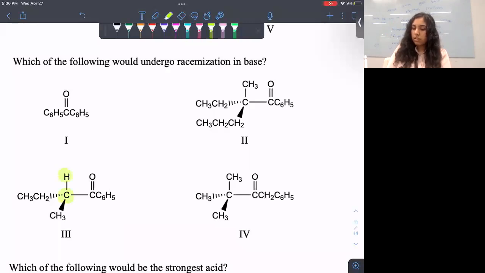The other ones, this is not chiral because you have 2 of the same group. And then over here, it wouldn't do anything. You wouldn't even form the enolate because there's no alpha carbon to get rid of. So that only leaves 3.